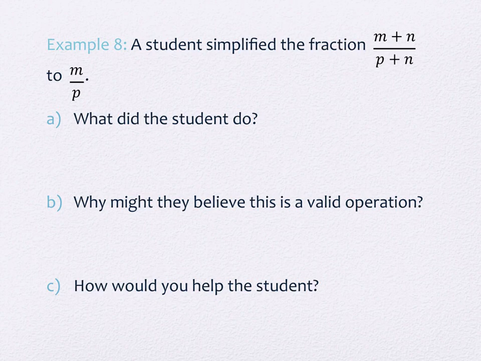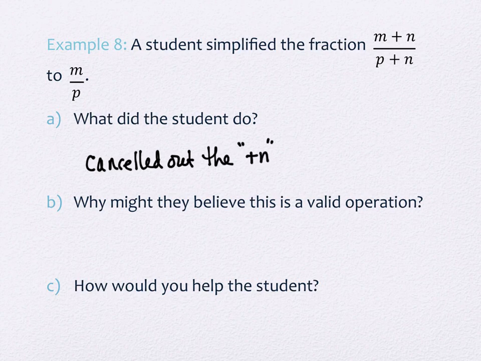Just cancel out the ends. Yeah, they canceled out the ends. That's exactly what they did. They canceled out, and I'm going to write it a little bit differently. They canceled out the plus n, right? Because there's an addition of n on the top and the bottom. They canceled out the plus n's, okay?